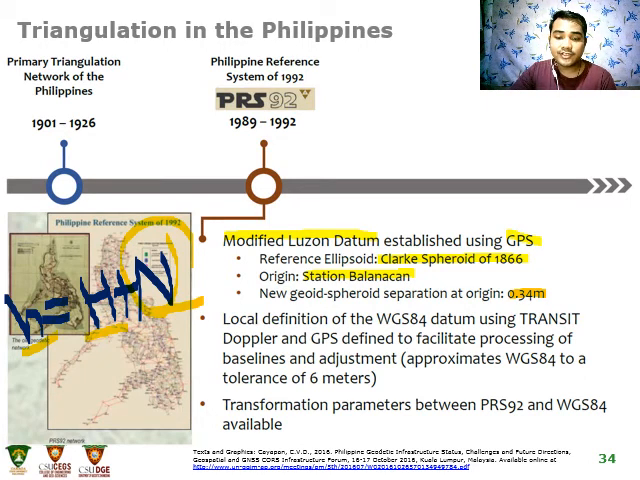And local definition of WGS datum using transit Doppler and GPS defined to facilitate processing of baselines and adjustment. So the approximation of WGS to tolerance of 6 meters using Doppler effect. Transit Doppler pala. And the transformation parameters between the 1992 and WGS 84 are being available during this time. Why does it need to be transformed? It's because WGS 84 is the worldwide adopted ellipsoid and datum, no? And PRS 92 is for the Philippines only, the Philippine datum.